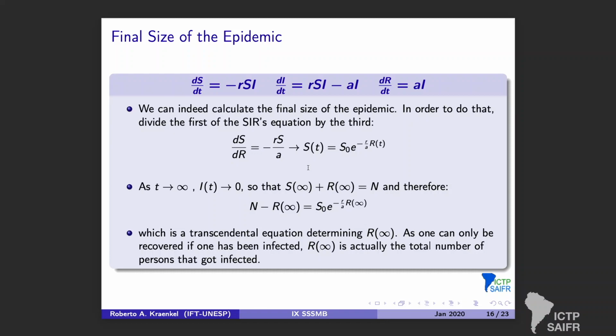Better leave it this way, okay? So in order to avoid this confusion with the notation, this is a linear equation for s, which can be solved. And we'll get s is equal to some s0 times e to minus beta over a times r over n, okay?